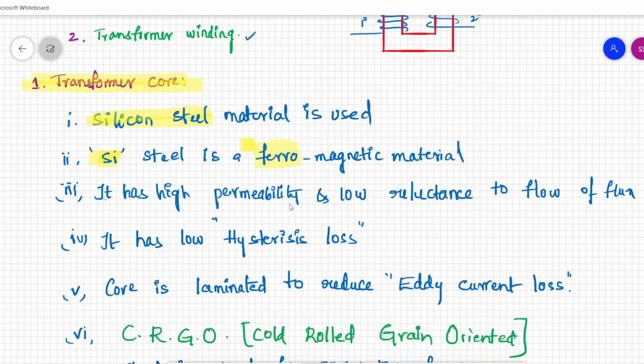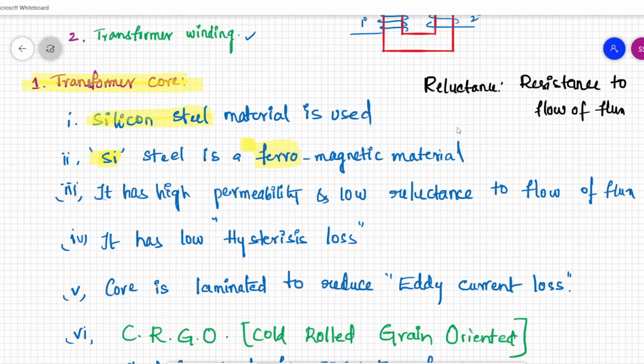So our core material should allow the flux to pass from primary to secondary freely. So it has to pass the flux from primary to secondary without any resistance. So in a magnetic medium, the resistance to flux is called reluctance. Reluctance is the resistance to the flow of flux.